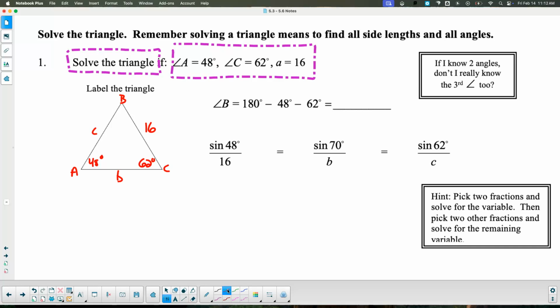Now, knowing what you also know about triangles, that the sum of the three angles of a triangle is 180 degrees, angle B, what we're looking for, is going to be 180 minus the other two angles. So 180 minus 48 is 132, minus 62 is 70. Yes? 70? Okay.